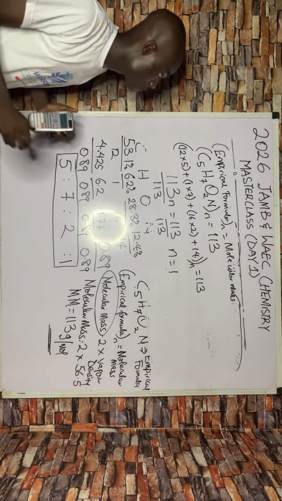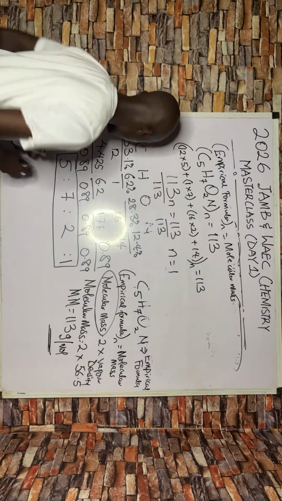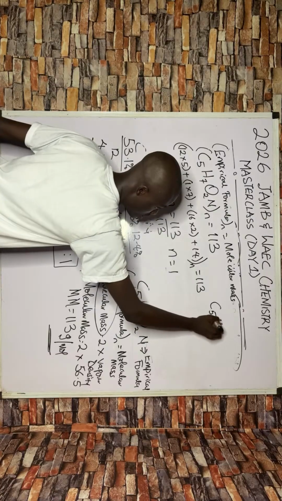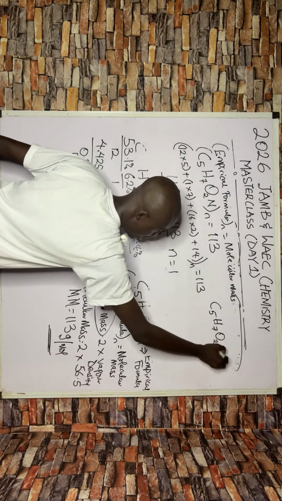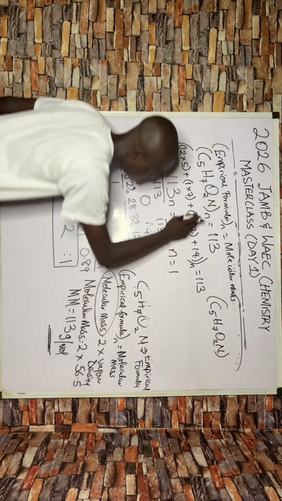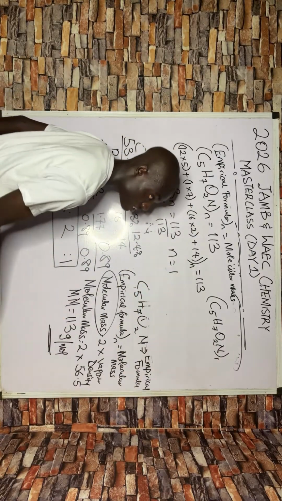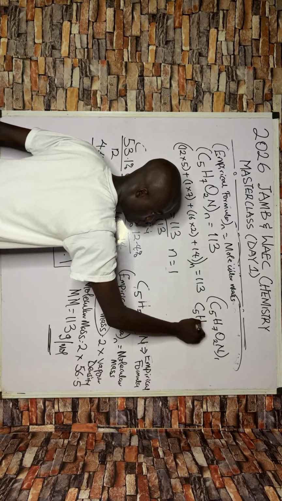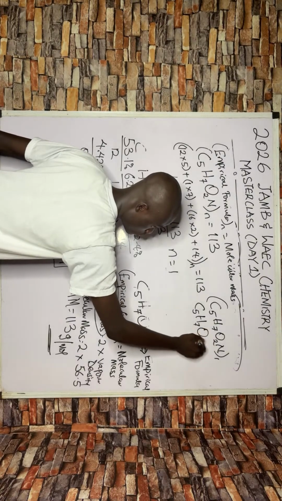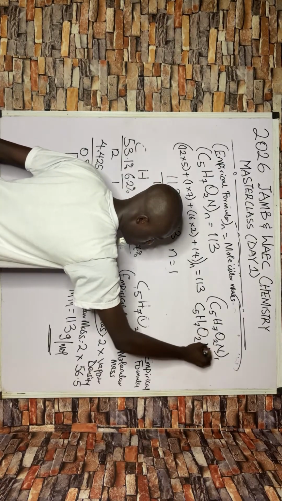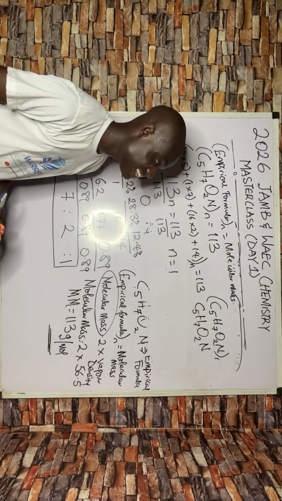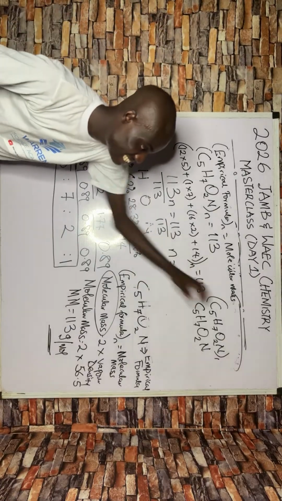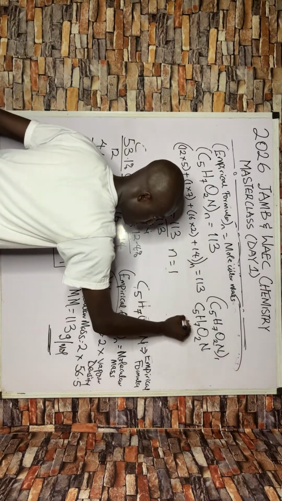So what does that mean? I'm going to replace this N with 1. So we now have (C5H7O2N) close that bracket, and instead of writing N, I'm going to replace it with 1. Now from here we have 5 times 1 will give us 5. 7 times 1 will give us 7. 2 times 1 will give us 2. And then 1 times 1 will give us 1. So this is going to be the final answer. So in this compound, the empirical formula is the same as the molecular formula. So this is the molecular formula.